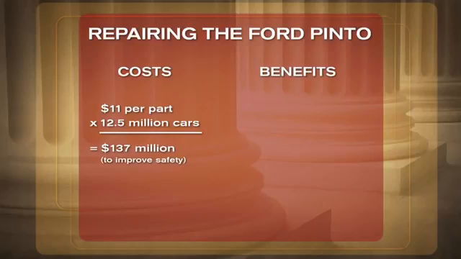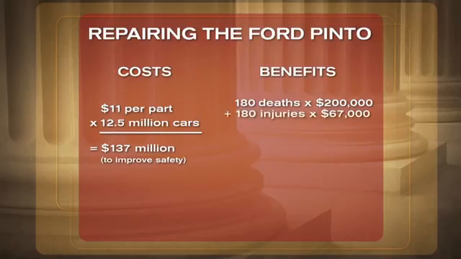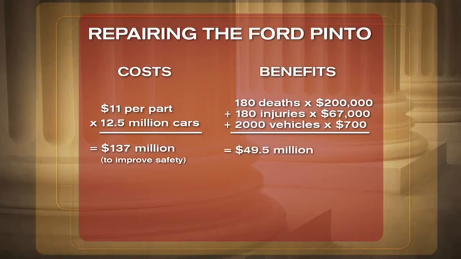safety. But then they calculated the benefits of spending all this money on a safer car. And they counted 180 deaths, and they assigned a dollar value, $200,000 per death. 180 injuries, $67,000. And then the replacement cost for 2,000 vehicles that would be destroyed without the safety device, $700 per vehicle. So the benefits turned out to be only $49.5 million, and so they didn't install the device.